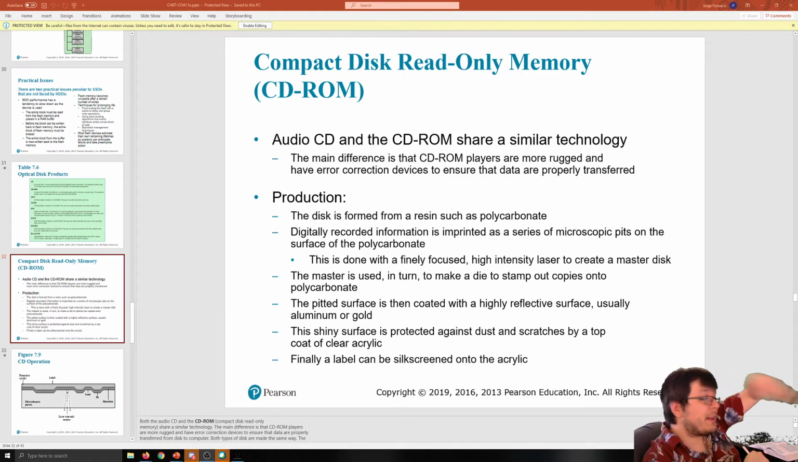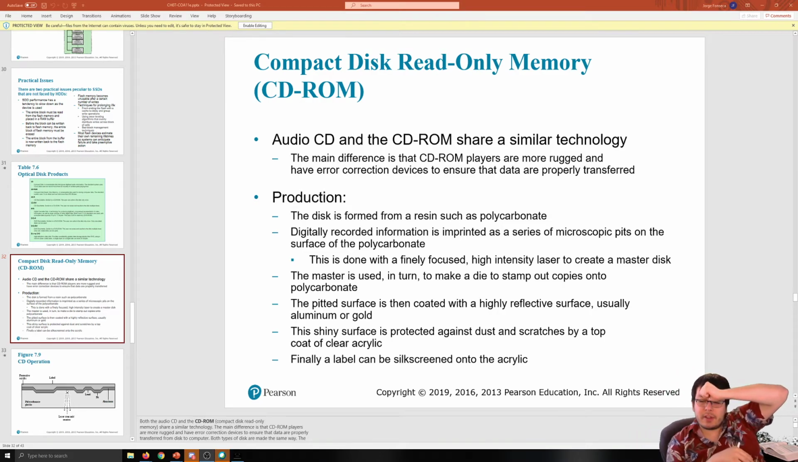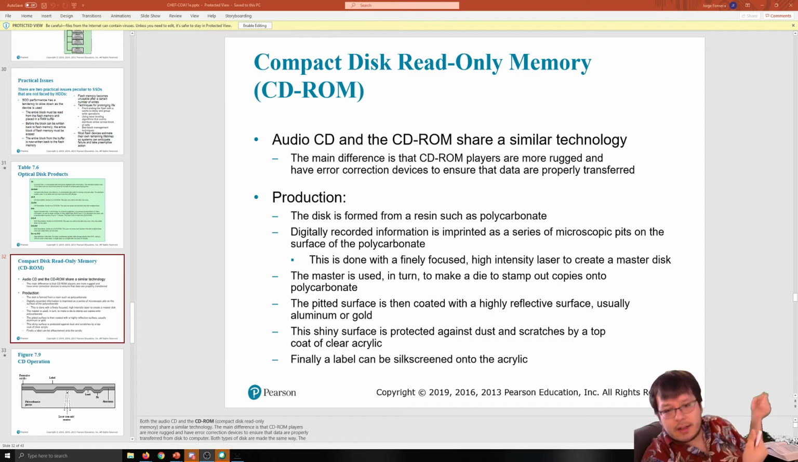What are they called? Well, they call it master here, but I'm thinking of what they call it in the music industry. They award them to musicians when they sell a lot of discs.